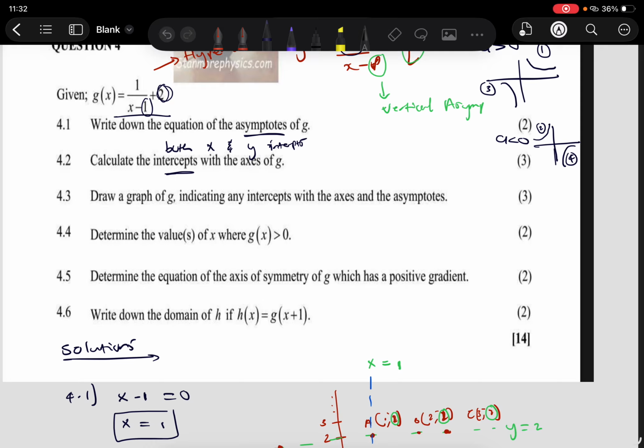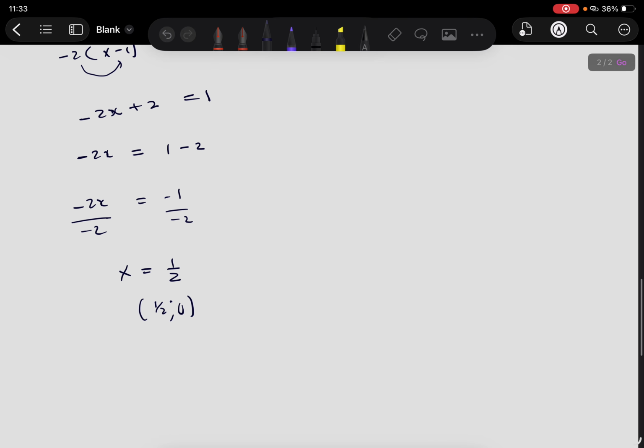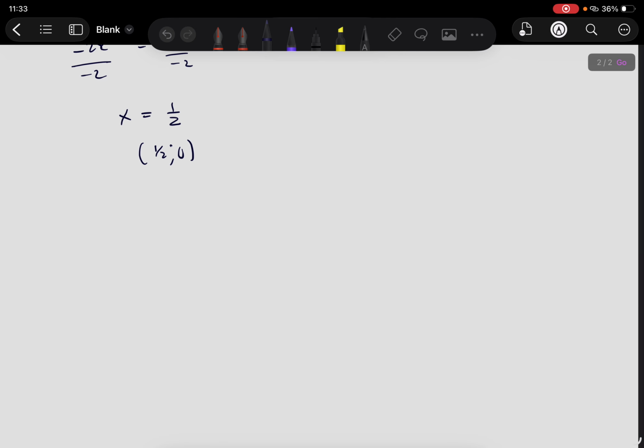Right, so we had looked at 4.1 and 4.2. Now we move into 4.3, which says draw a graph of g indicating any intercept with the axis and the asymptotes. So we need to make sure that our graph shows the intercepts with the axis, so the x and y intercept, as well as the asymptotes. Okay, so what do we have already?